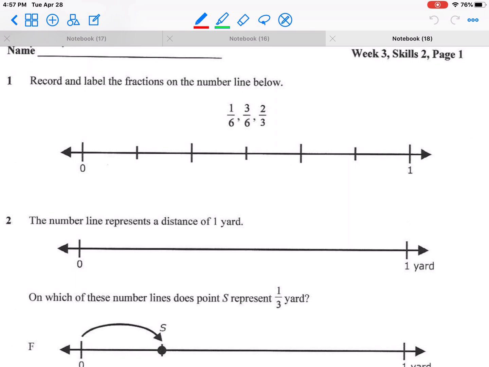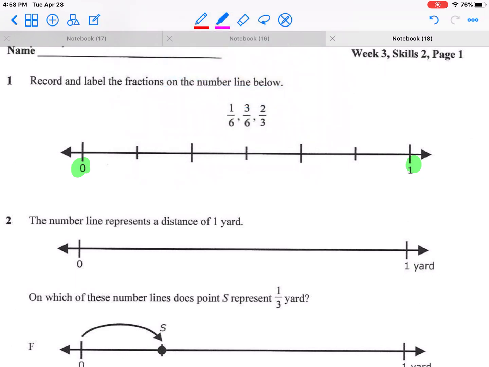Well, let me look at my number line. What does this number line tell me? This number line tells me that from here to here, it's one whole. Now, how many equal parts? Because in order for me to understand this number line, I have to know how many equal parts this is divided into.